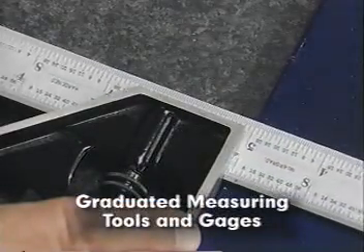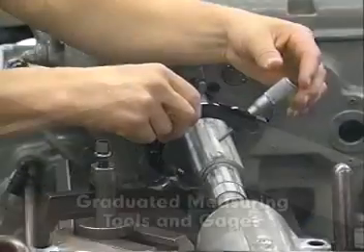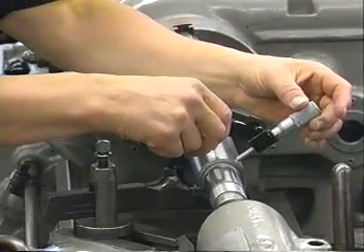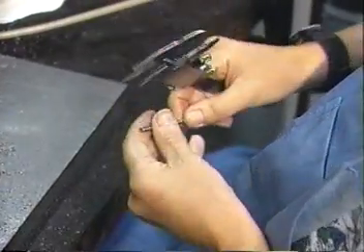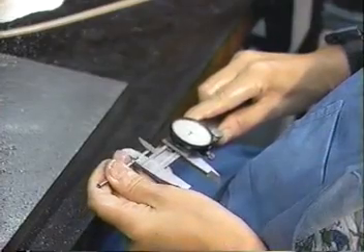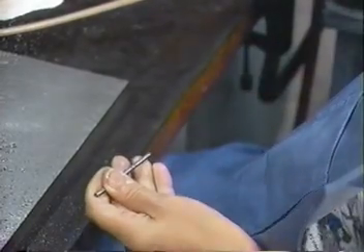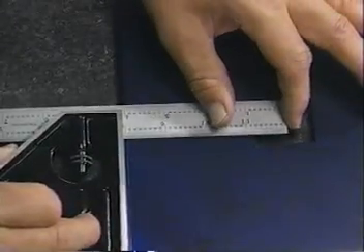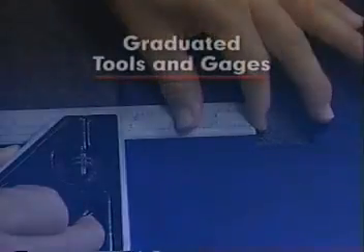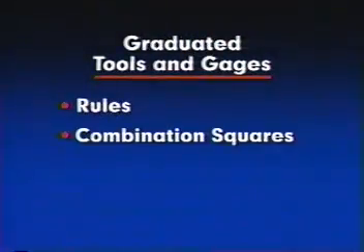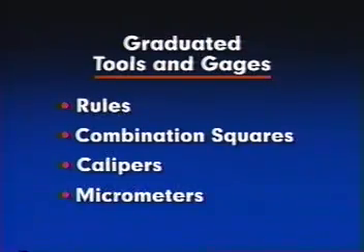Graduated measuring tools and gauges have either linear or angular graduations as part of the tool, and are available in both English and metric units. There are various types of graduated tools and gauges, including rules, combination squares, calipers, and micrometers.